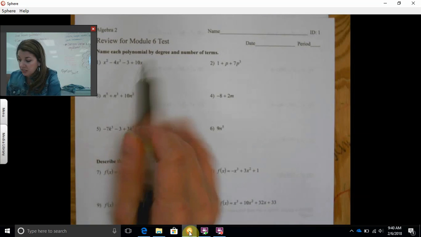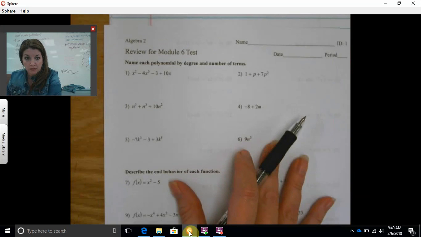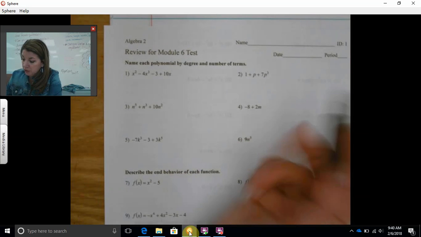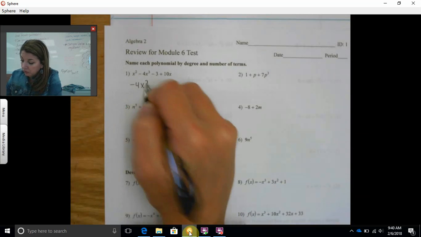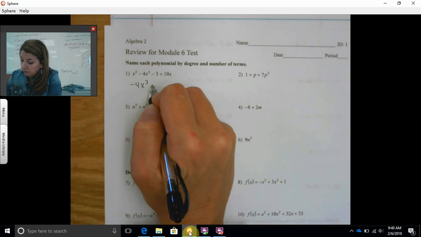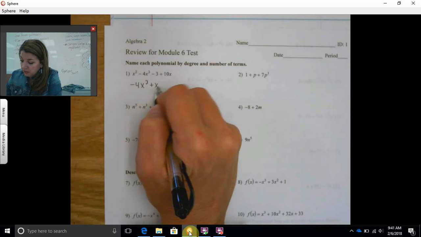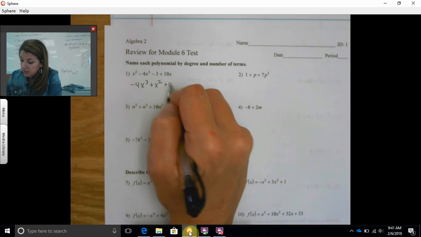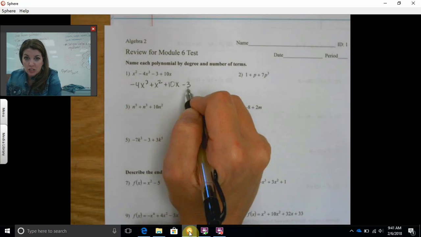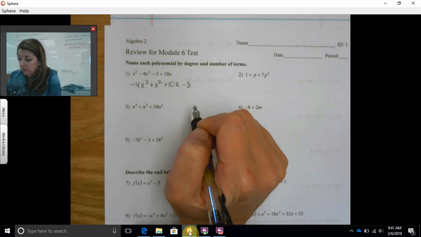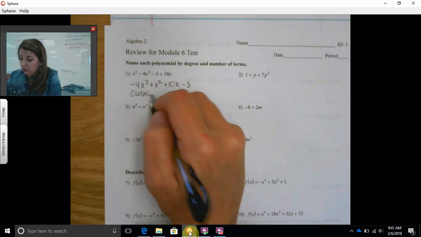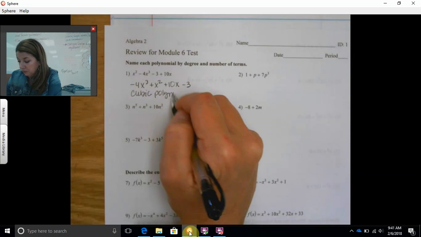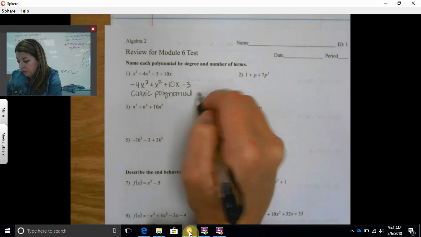On the first one, is it in standard form? No. What should be my first term? Negative 4x cubed. Keep on going. Plus x squared. Plus 10x minus 3. So what would we call that? Cubic polynomial with 4 terms.